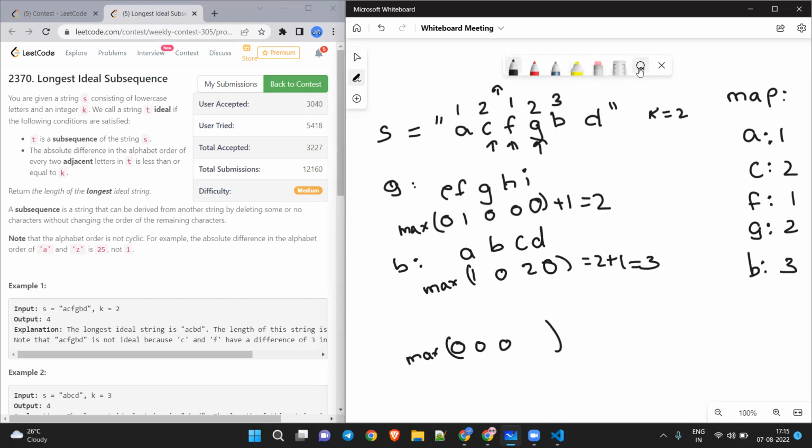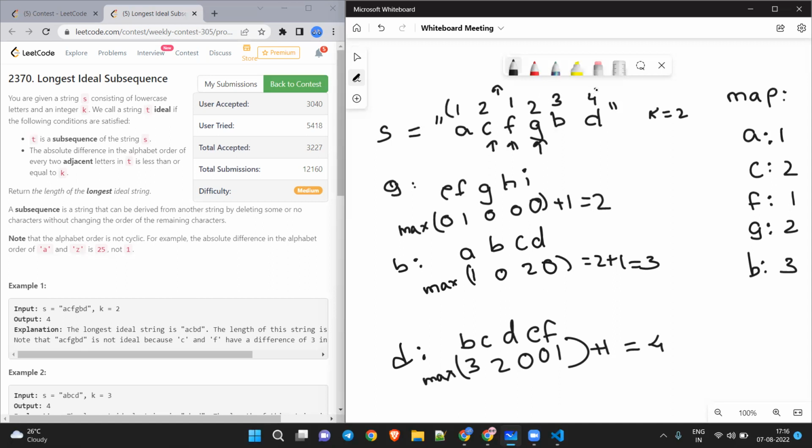Now for the next one, D. The valid characters would be B, C, D, E, F. B would return 3, C would return 2, D returns 0, E returns 0, F returns 1. We take the max, which would be 3. We add 1 to it, it becomes 4. So for D, the value would be 4. The answer for this string would be the max of all these values, which is 4. So that is how we got output 4 for this string.